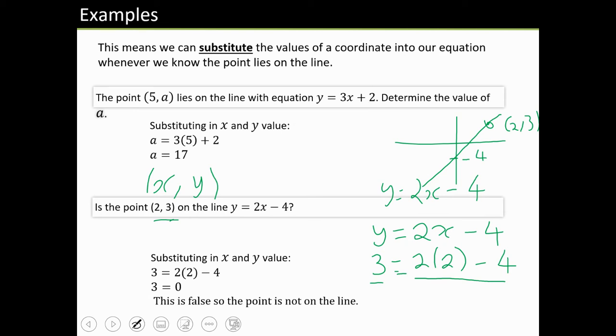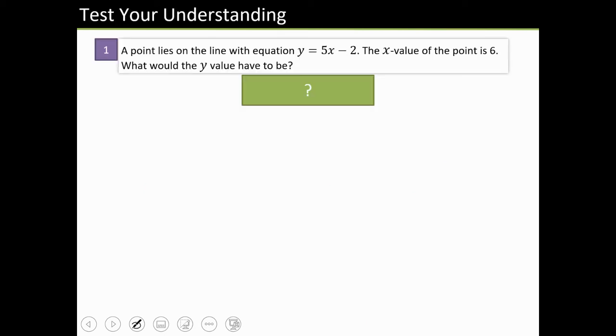So let's just clean up the right-hand side. 2 times 2 is 4, minus 4 is 0. So my right-hand side I get 0, but my left-hand side I get 3. So therefore, because they're not equal to each other, that means this point here is not on this line. So please copy this down. I hope that makes sense. What I would like you to do now is pause the video and have a go at this question here.